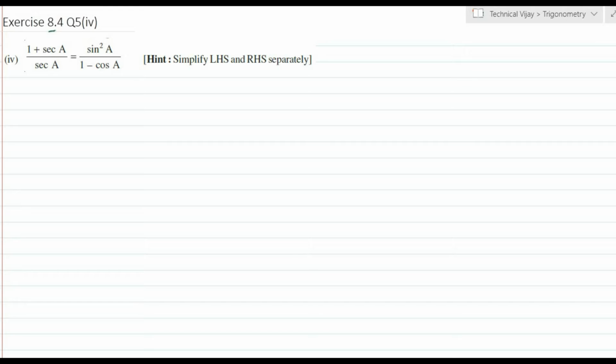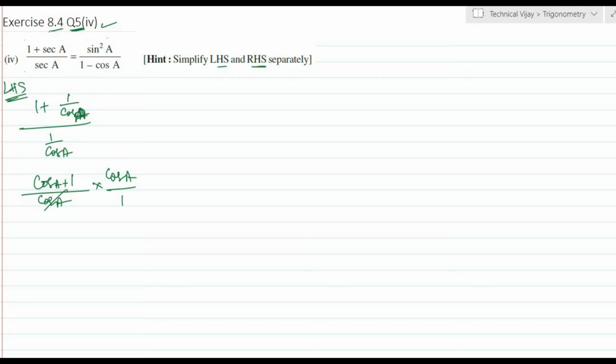So exercise 8.4 question number 5, fourth portion. So simplify LHS and RHS separately. So 1 plus secant theta, that is 1 plus secant A here, can be written as 1 by cos A. So LHS I have considered here. So 1 plus 1 by cos A means cos A plus 1 divided by cos A. So whole divided by 1 by cos A means this is cos A divided by 1. So this gets cancelled. So 1 plus cos A is remaining here. So this is LHS.